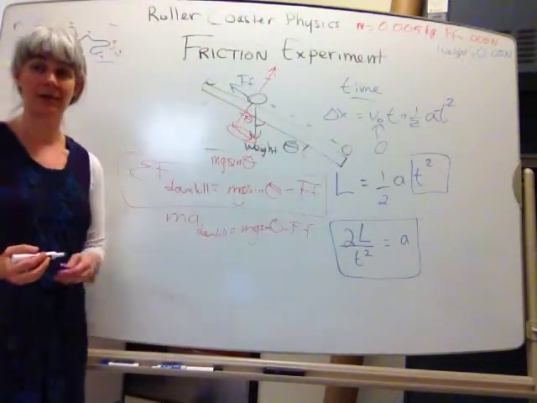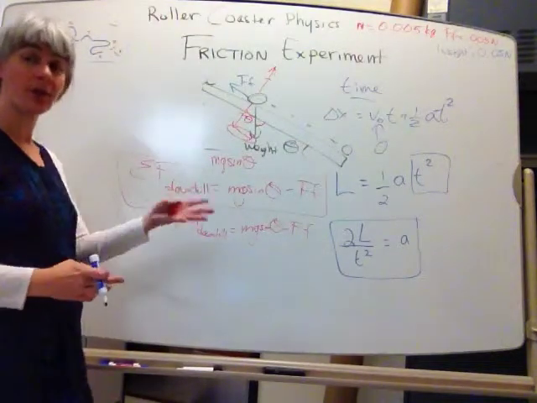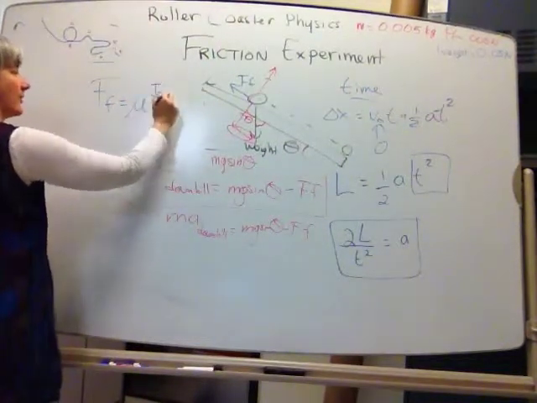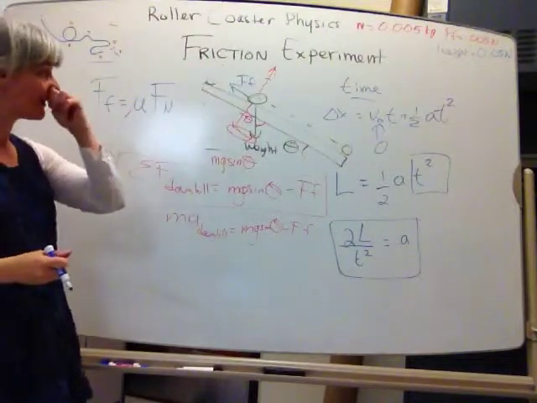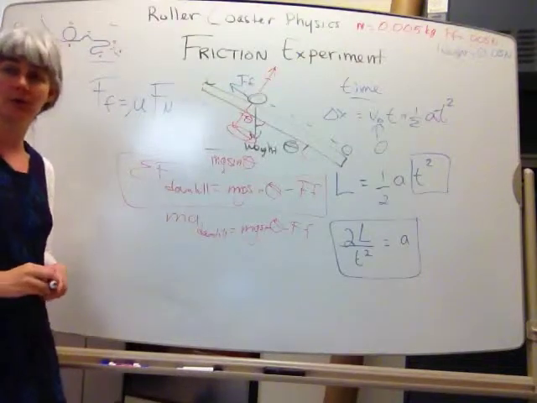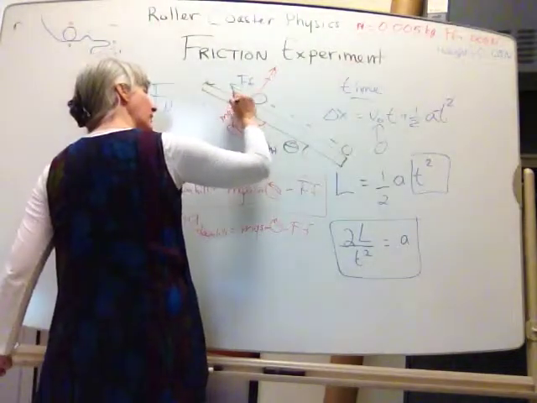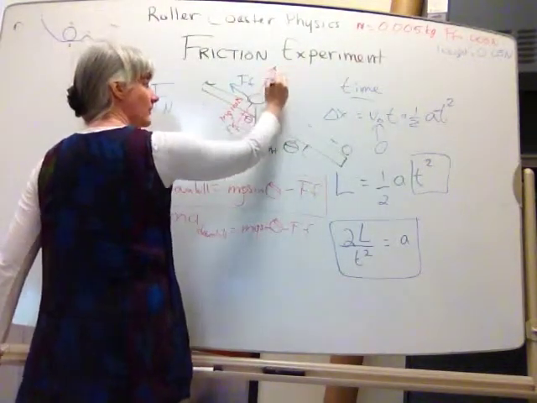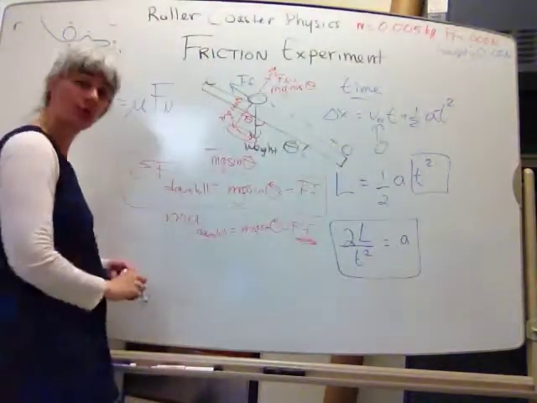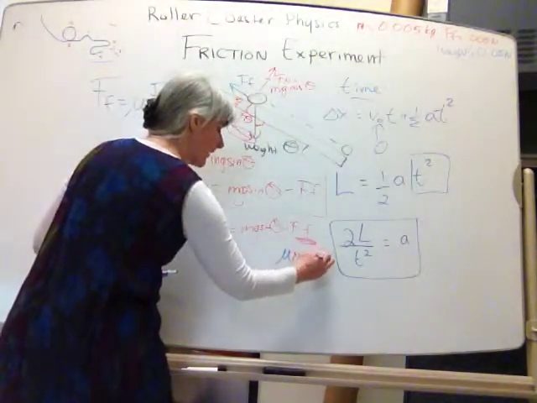Now, you calculated the downhill acceleration. It was 2L over t squared. So that's great. The other thing is that the force of friction is equal to the coefficient of friction times the normal force. And in this case, the normal force is going to be equal to that other component of the force of weight, the gravity. So this component is mg cosine theta, which means that the normal force is equal to mg cosine theta. And the force of friction here, I can rewrite as the coefficient times mg cosine theta.